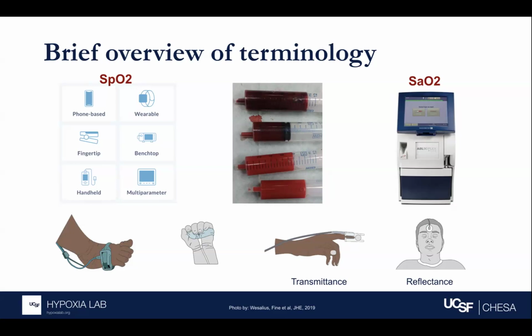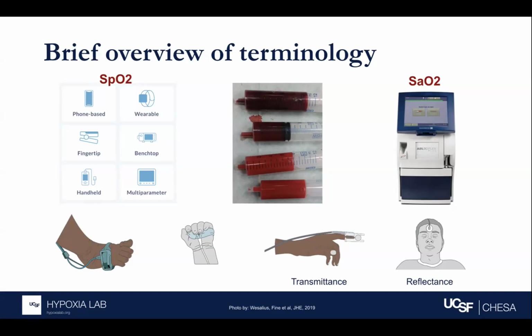Fundamentally, you can think of pulse oximeters in a very simplified manner as measuring the color of blood as a proxy for the amount of oxygen. Just like thinking back to cartoons or a movie, people turn blue when they have low oxygen. The blood is changing color. You can see that in the syringes here.